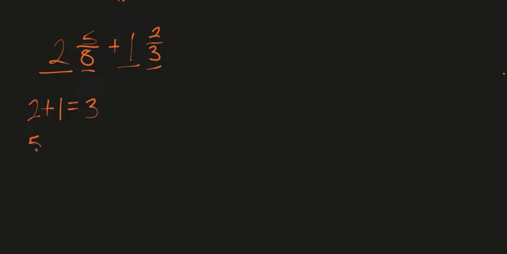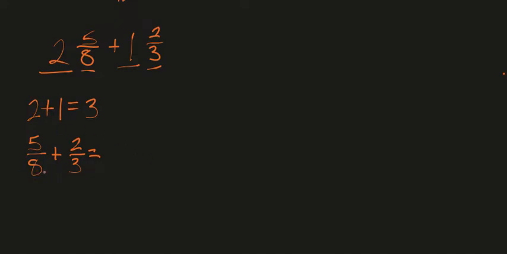The last question for today will be 2 and 5 over 8 plus 1 and 2 over 3. Once again, when we're adding mixed numbers, we're going to add the whole numbers together first. 2 plus 1 is 3. Then we're going to add the fractions together. 5 over 8 plus 2 over 3. If you don't know how to add fractions with unlike denominators, please make sure to watch my video on adding fractions with unlike denominators. It's right here in the card above.